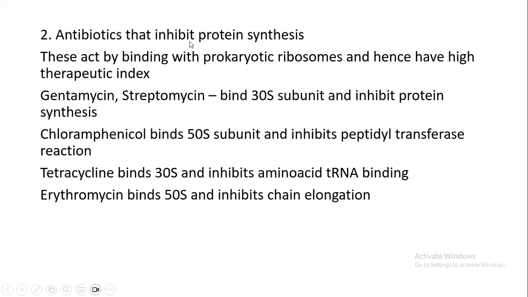The second category is of antibiotics that inhibit protein synthesis. They act by binding with the prokaryotic ribosomes and hence have a high therapeutic index. Examples include gentamicin and streptomycin that bind the 30S subunit of ribosomes and inhibit protein synthesis. Chloramphenicol binds the 50S subunit and inhibits the peptidyl transferase reaction. Tetracycline again binds the 30S subunit and inhibits the amino acid transfer RNA binding, and erythromycin binds the 50S subunit and inhibits chain elongation.